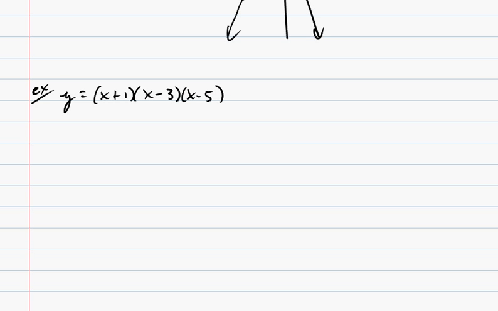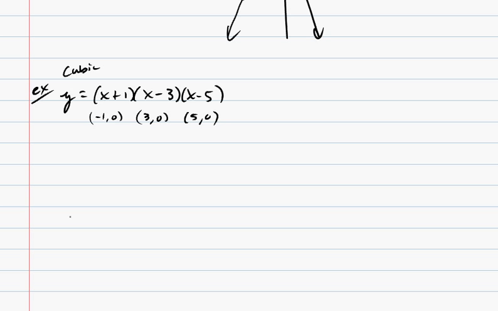Okay, now this is going to be a cubic. It has 3 different factors here. These roots are called factors. And we're going to have (-1, 0) be an intercept, (3, 0) be an intercept, and also (5, 0).